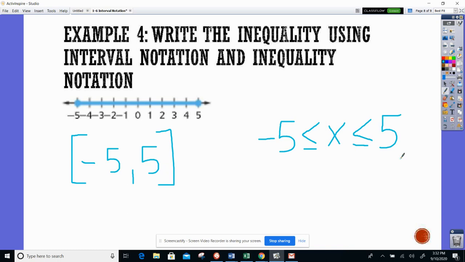You could also write this as two separate inequalities. You could say x is less than or equal to +5, and x is greater than or equal to -5. But we'll get into the details about compound inequalities next week.